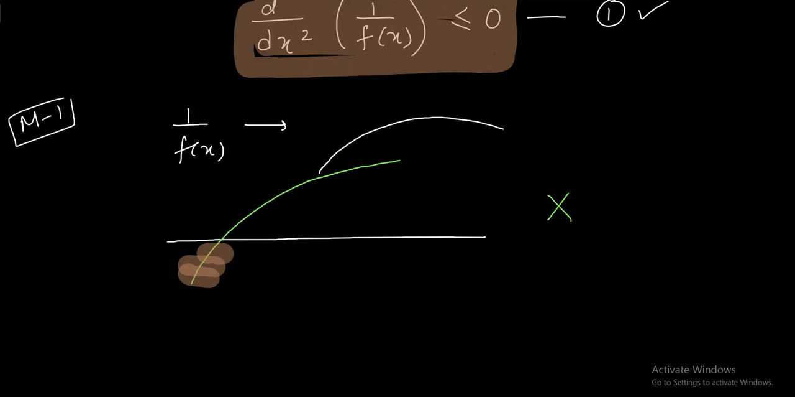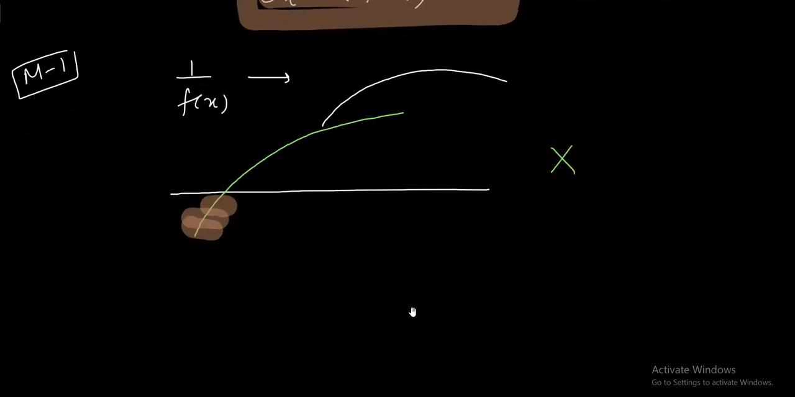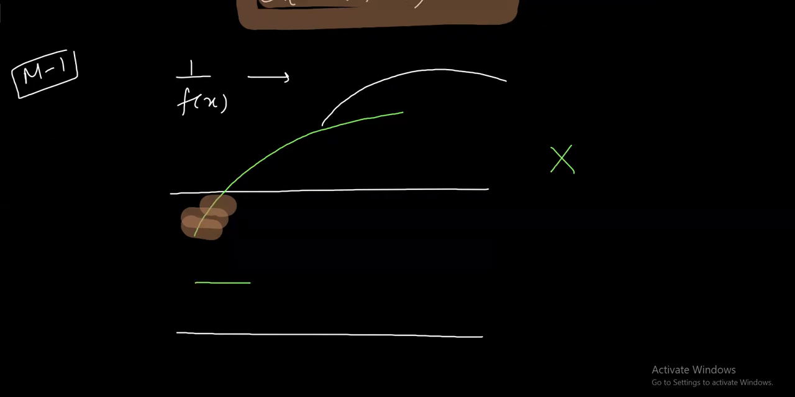Now what can we interpret? If it is not concave down, then the only possibility that we have is that inequality 1 should be satisfied and the function has to be positive. Then this is possible only when the graph of the function is like this, or you can say that 1 upon fx is a constant function.